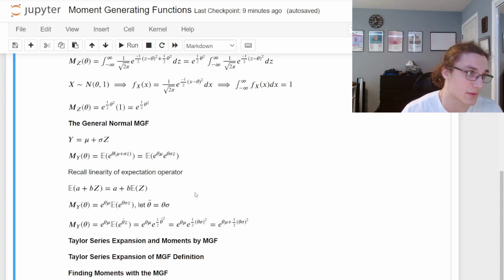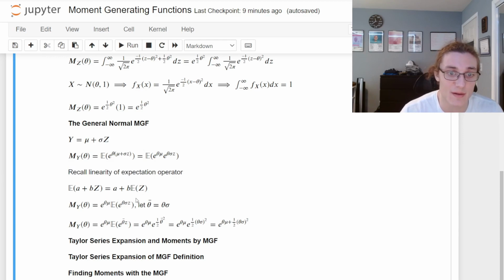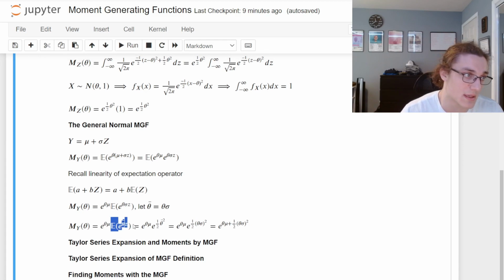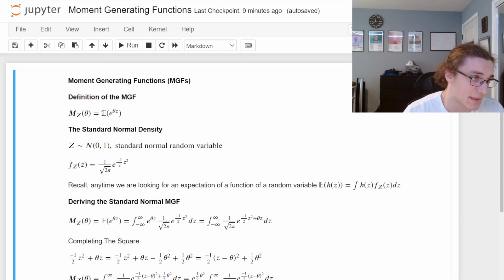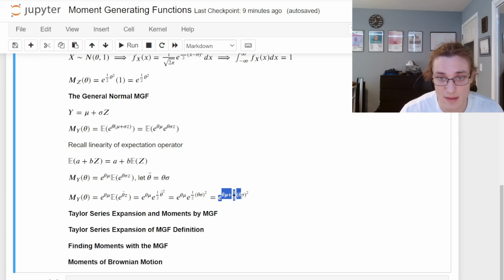Then this is very similar to standardization, just the reverse. We have y equal to mu plus sigma z, and we go through this argument and use the linearity of the expectation to find that if we transform theta sigma into theta bar, then the expectation of e to the theta bar z looks exactly the same as the expectation of e to the theta z. And then we're left with this result down here, which is e to the theta mu plus 1/2 theta sigma squared.